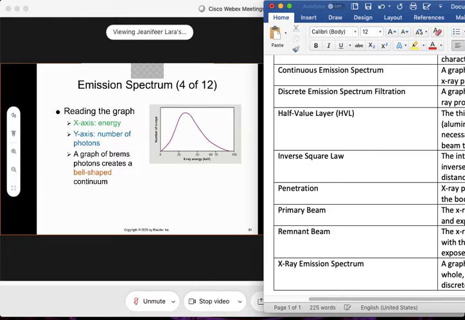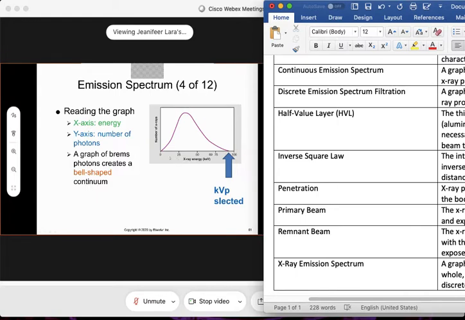So how do we generate these? We select our kVp. And the number of photons and the energy value will be depicted by an emission spectrum. So here's another fact. The bremsstrahlung photon is going to create a bell-shaped curve. No, it doesn't look like a bell, but this is called a bell-shaped curve.